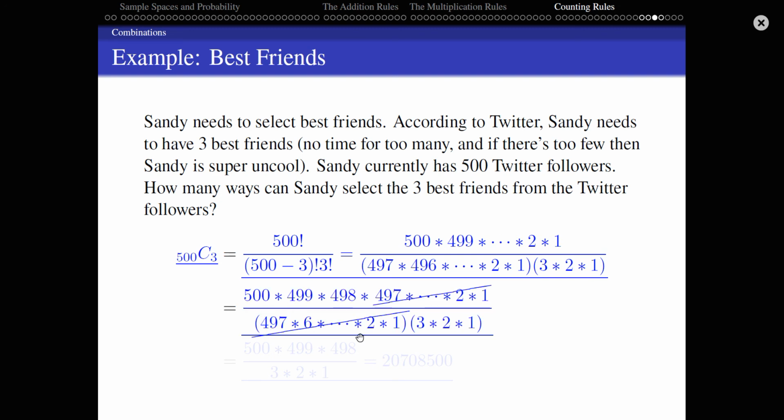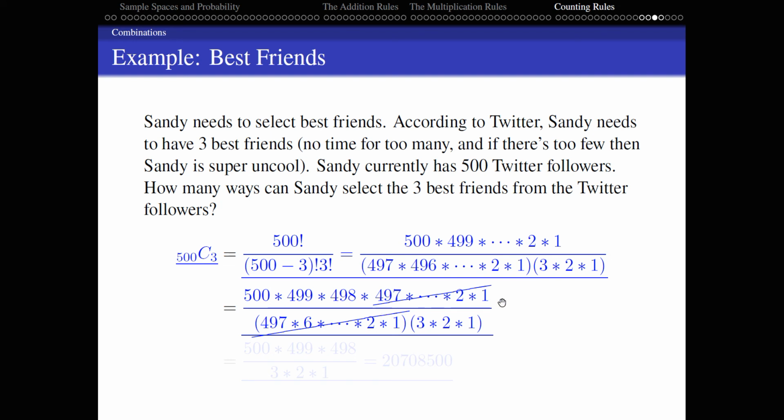So let's draw this out. What I typically do when I'm writing this is I write out the top factorial until I get to the numbers that are going to start to cancel. I know that I can start to cancel at 497 on the bottom, so I'm going to write out the top factorial until I get to those numbers. So 500, 499, 498, 497, and then I note that everything from 497 all the way down to 2 times 1 is going to cancel with what's on the bottom.